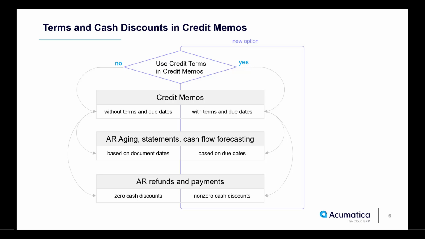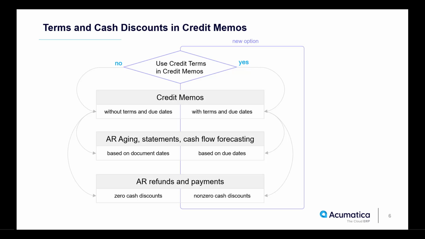Additionally, in AR agent reports, credit memos were aged based on their document dates, as they didn't have due dates. For cash flow forecasting, the document dates were also used. To address these issues, we have introduced the new setting, Use credit terms in credit memos, on the AR preferences form. This setting enables the terms box for credit memos in accounts receivable and order management.